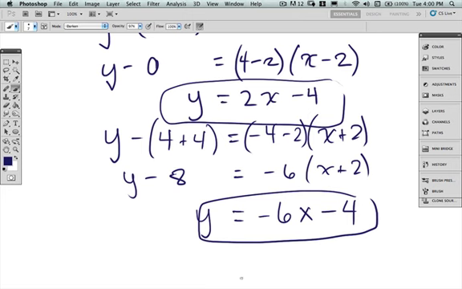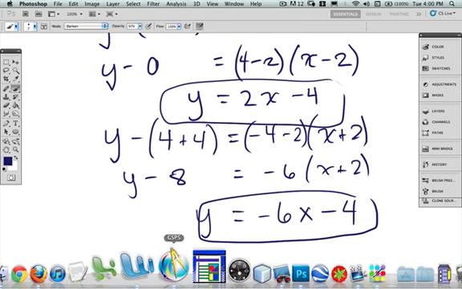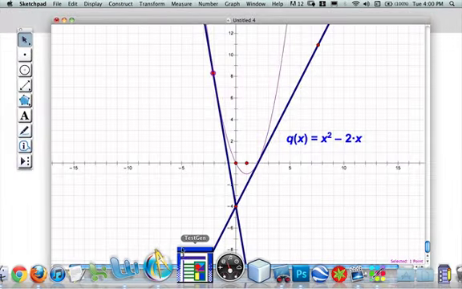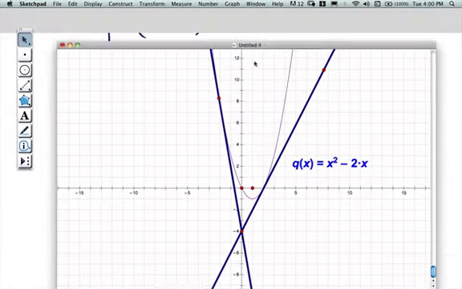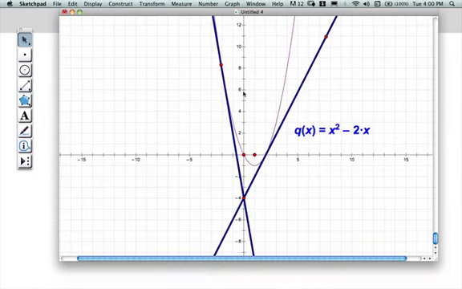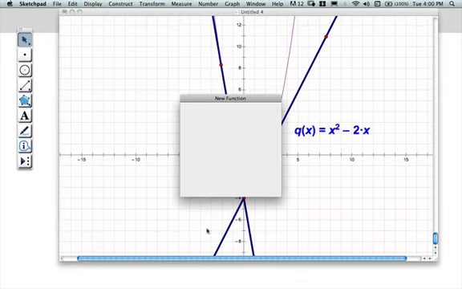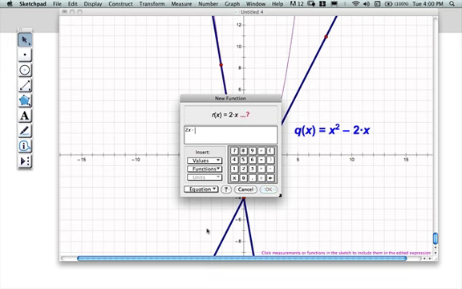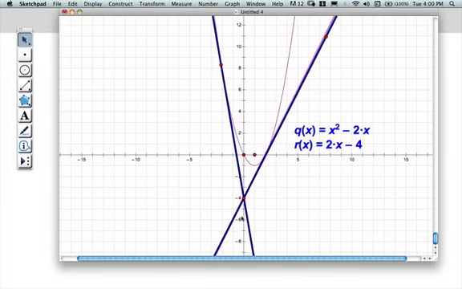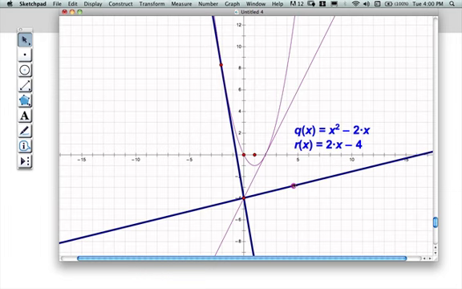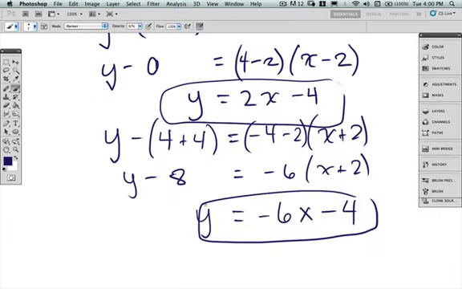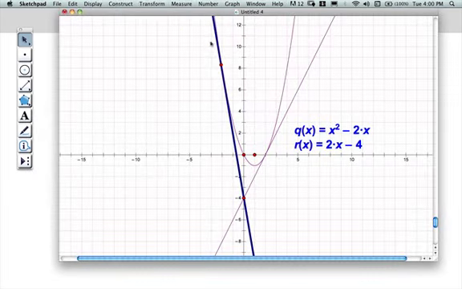0, negative 4. And we'll go ahead and check that on our graph. If I graph those 2 lines, one of them is 2x minus 4. So I'll plot a new function 2x minus 4, and I'll take away this line that was just our estimate. The other line that we saw was negative 6x minus 4.